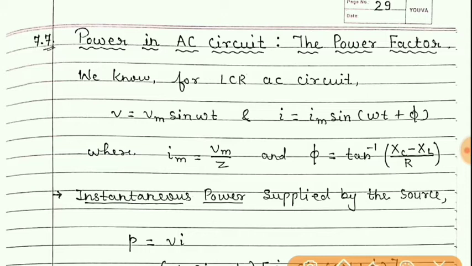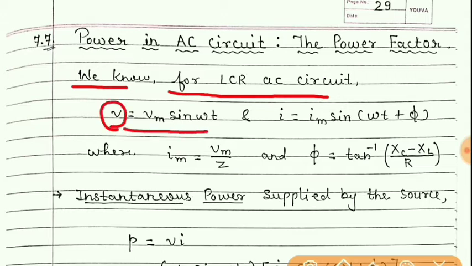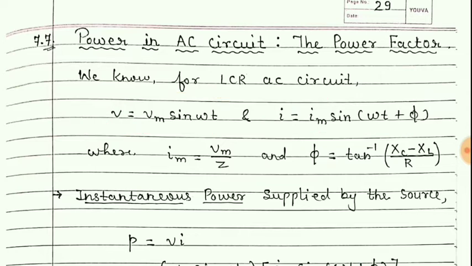Now students, we know for LCR AC circuit, source voltage is given by this equation: V is equal to Vm sin omega t as usual, and current is given by I is equal to Im sin(omega t plus phi), where this phi is the phase difference between voltage and the current. So even this equation also we have obtained for the current.